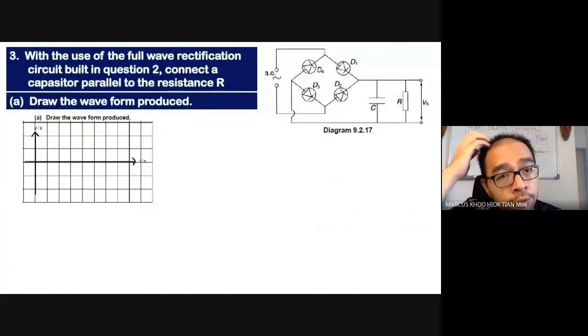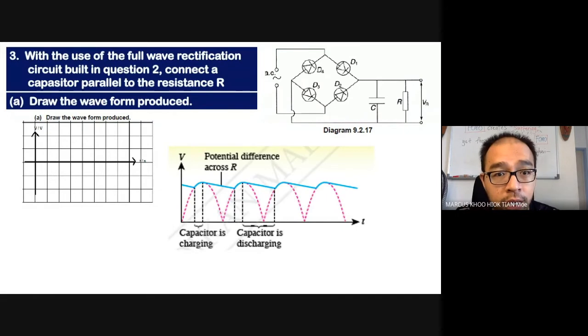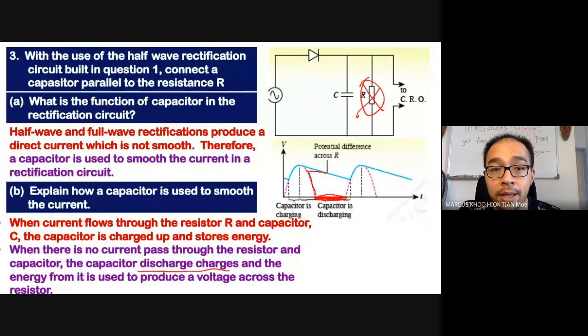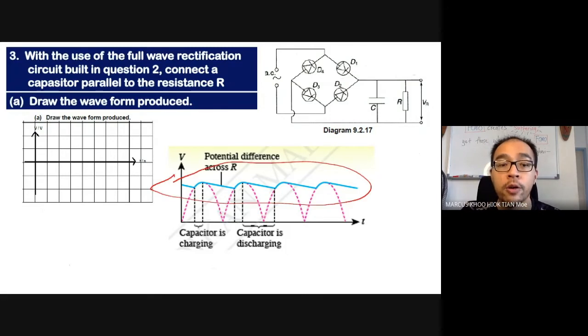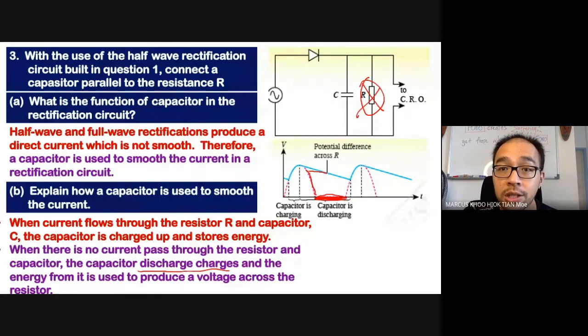Okay, but on a full wave rectification, this happens even better. On a full wave rectification, you will see this. It is a lot smoother because the discharging is not so bad. For half wave, there is no current flowing at all, so it's going to be discharging a very long time. But in a full wave rectification, the period of discharging is very short. It discharges for a short while, then charges back. Discharge, charge back. So it's going to be even more smooth compared to the half wave rectification.